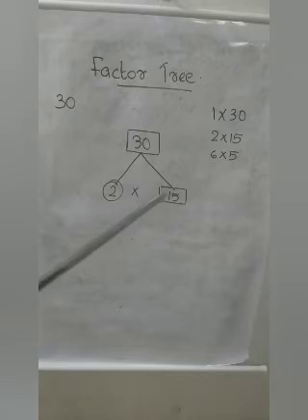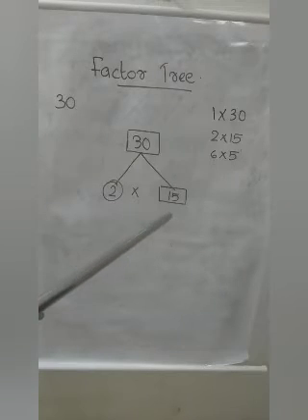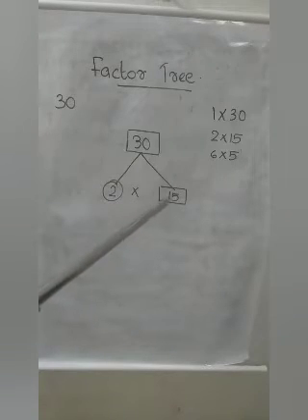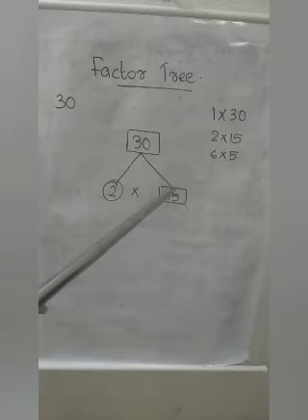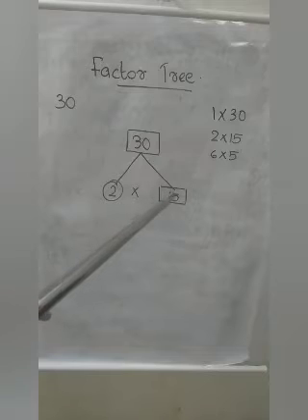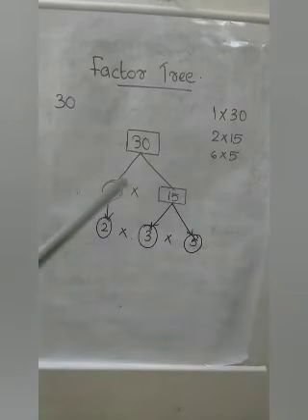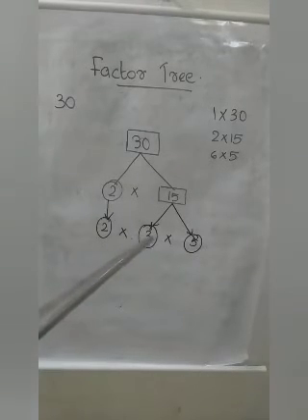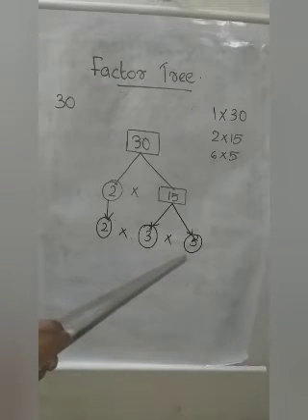Now considering these two factors. 2, as you all know, is a prime number, so we need not bother about 2. But what about 15? Is 15 a prime number or a composite number? 15 has factors, so it's not prime but composite. So we need to prime factorize 15 again. What are the factors of 15? We factorize 15 as 3 into 5, isn't it? Here 3 is a prime number, 5 is also a prime number.